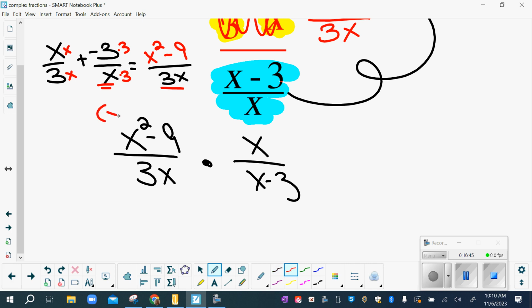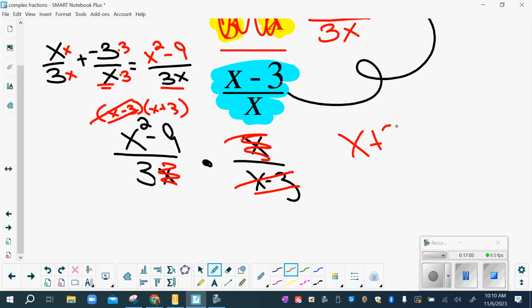Did you do this? x minus 3, x plus 3? Yeah? Are we ready to start doing some canceling? How about this guy with this guy? Love some canceling. How about this guy with this guy? Here's what I have left. All that's left on the top is x plus 3. All that's left on the bottom is 3. Can I cancel the 3? No. Husband and wife. Just a single duty, love.